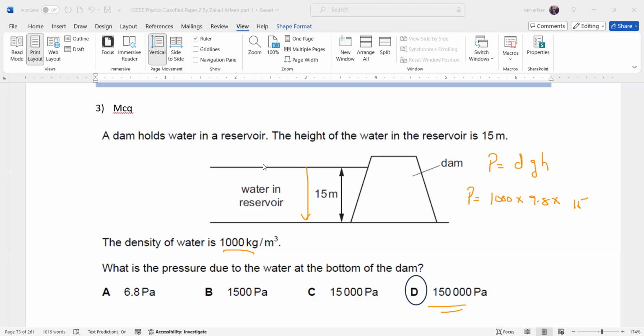As the density is 1000, gravity is 9.8, and the depth is 15, it is about 145,000, which is 150,000.